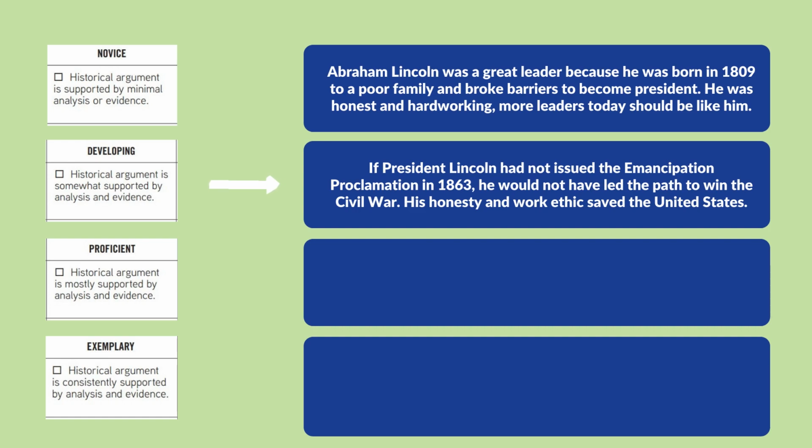One important area is the if statement. Historical arguments that use an if statement are impossible to prove, as the student cannot definitively say that without the Emancipation Proclamation, the Union would have lost the Civil War. Furthermore, the second part of the thesis statement falls into the same trap as the novice statement did of generalizing history. It may be possible to provide evidence that the president's honesty and hard work ethic allowed him to inspire troops and gain allies, but that's not what the student has written. It also lacks in depth analysis.